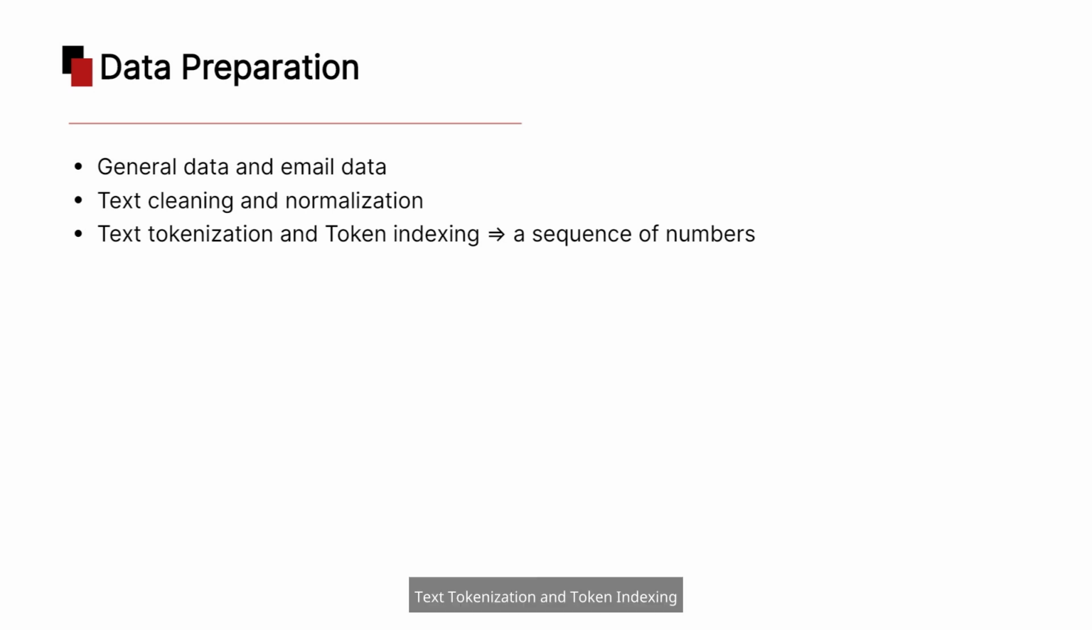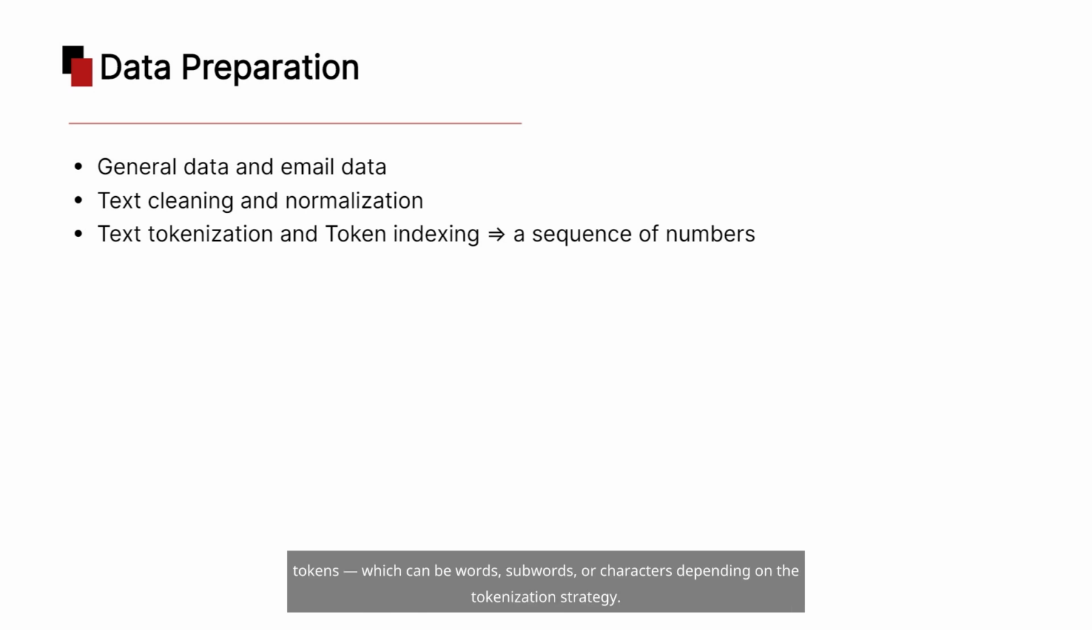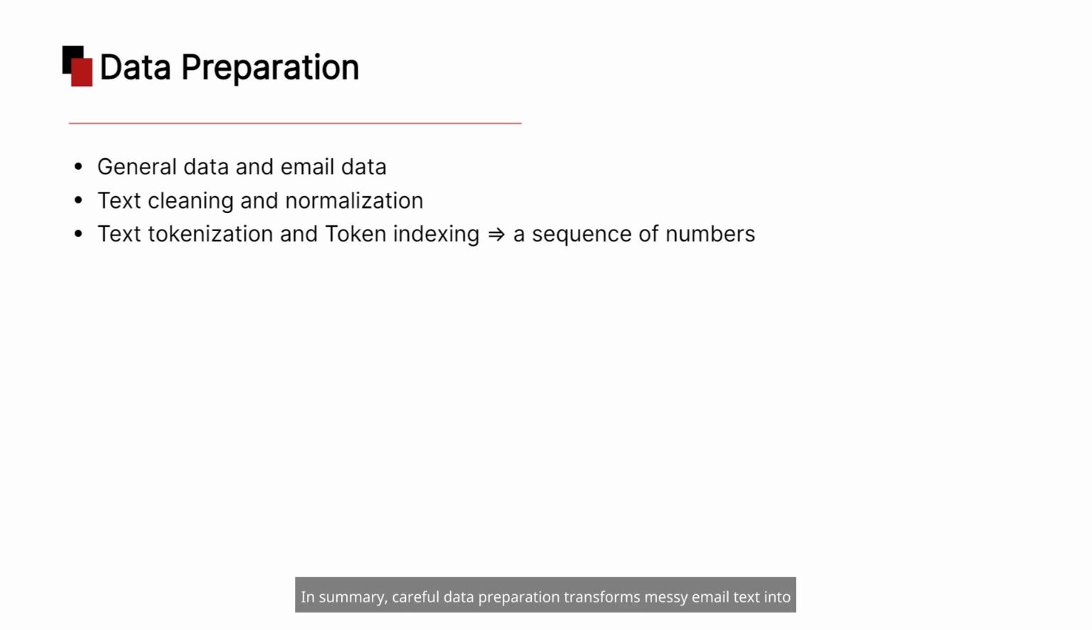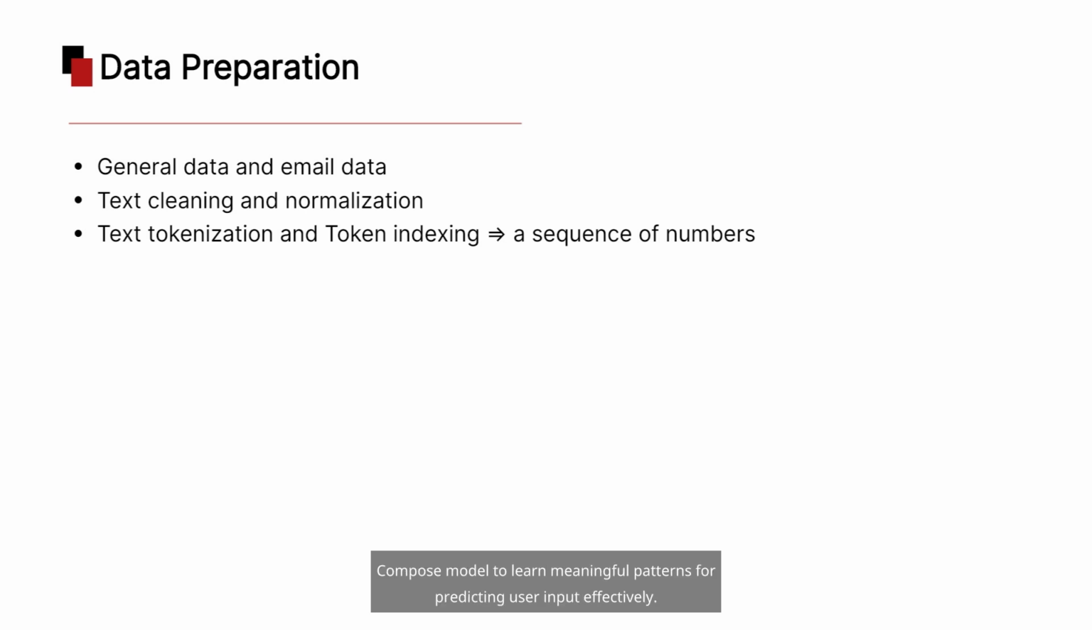Third, text tokenization and token indexing. Once cleaned, the text is broken down into smaller units called tokens, which can be words, subwords, or characters depending on the tokenization strategy. Each token is then converted into a unique numeric ID, producing a sequence of numbers that the model uses as input. This numeric representation is essential because models like transformers operate on numerical data rather than raw text. In summary, careful data preparation transforms messy email text into clean, standardized, and numerical sequences that enable the Smart Compose model to learn meaningful patterns for predicting user input effectively.